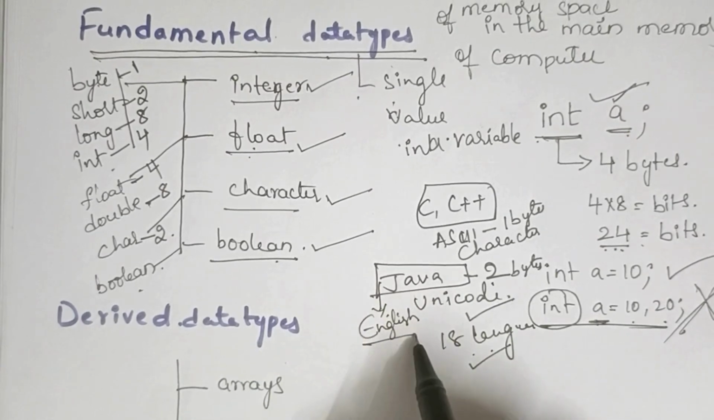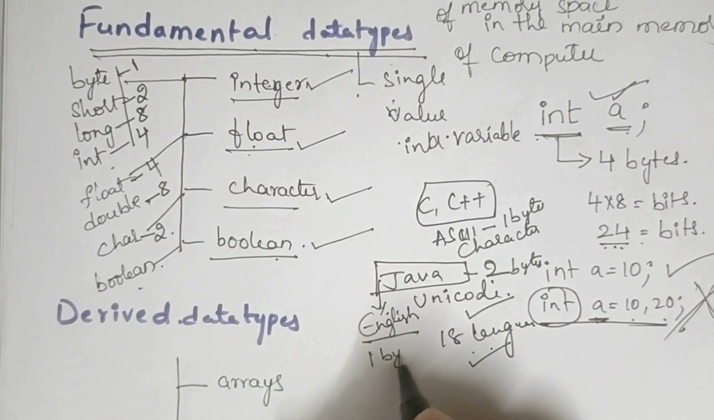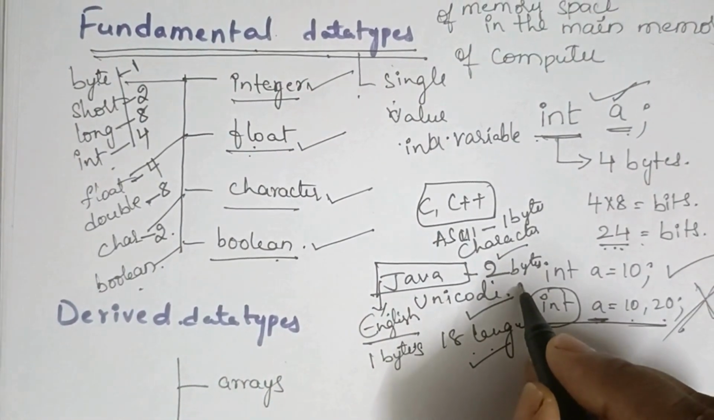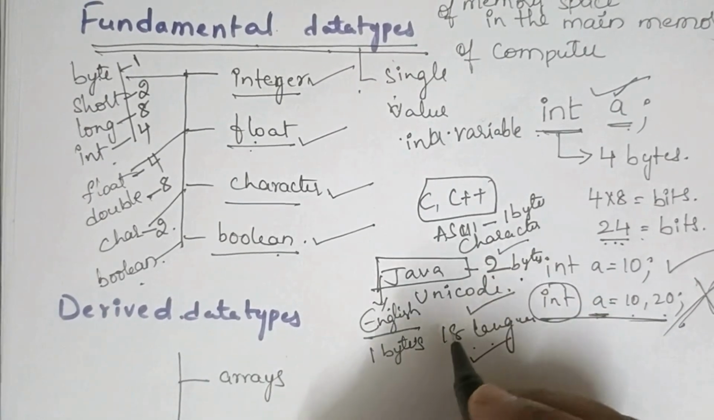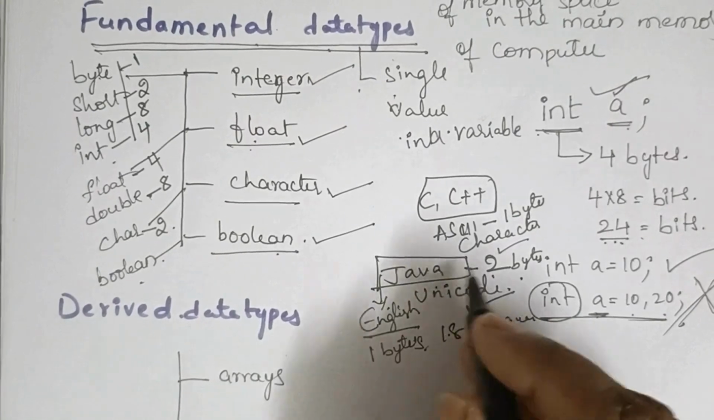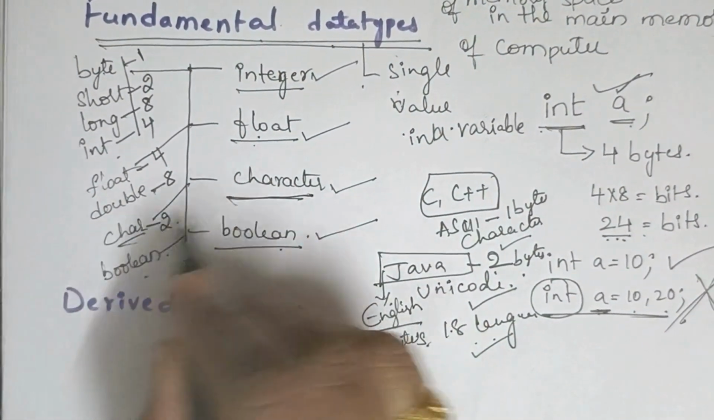So English language character requires only 1 byte of memory space. So whatever the second byte is going to be there, that is going to be wasted when we come to Java. That is the negligible drawback in Java. And next, when we come to the character, the char data type is over.